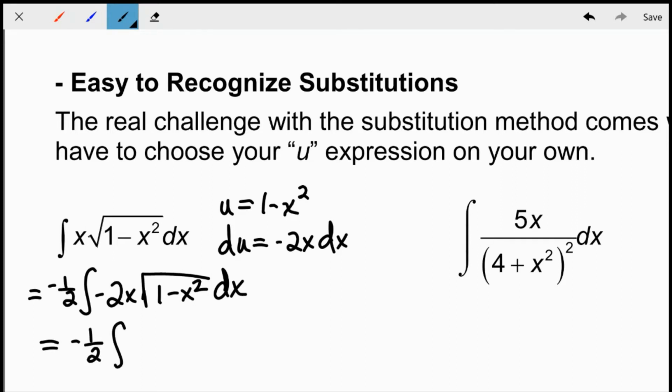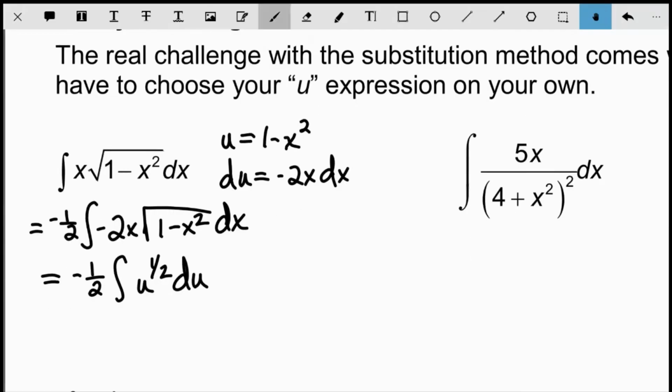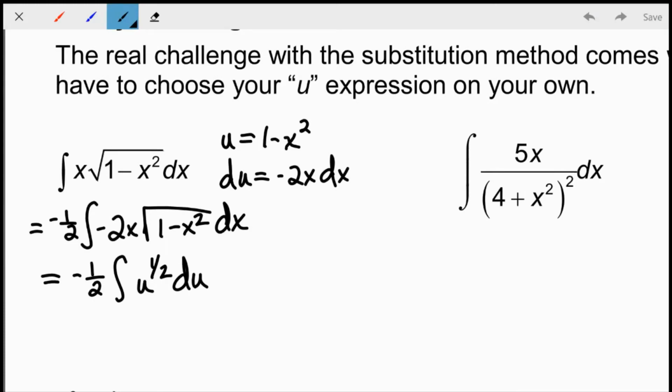So when I do my substitution, this is just going to become negative 1/2 times the integral. The square root becomes the square root of u, or u to the 1/2. The negative 2x dx becomes my du. Okay, and then from there, once I've got that substitution done, if I've done it correctly, I should have turned this into something that's very, very easy to solve. And in this case, you can see I can just use my power rule.